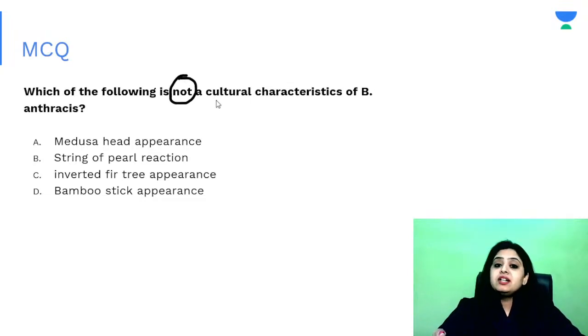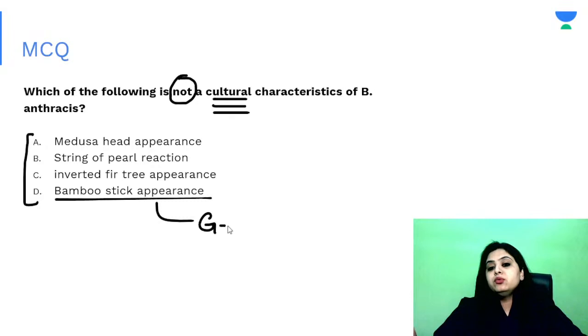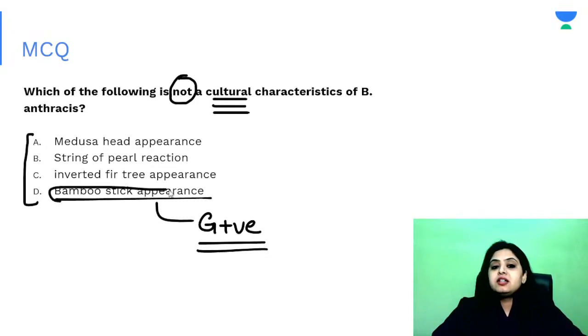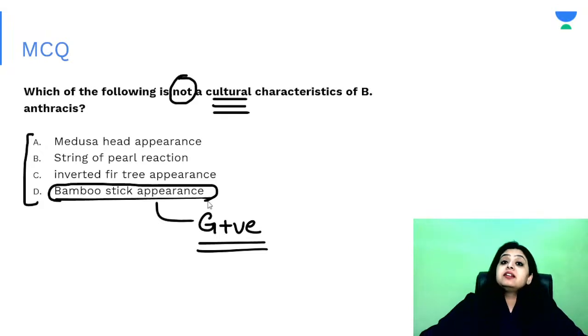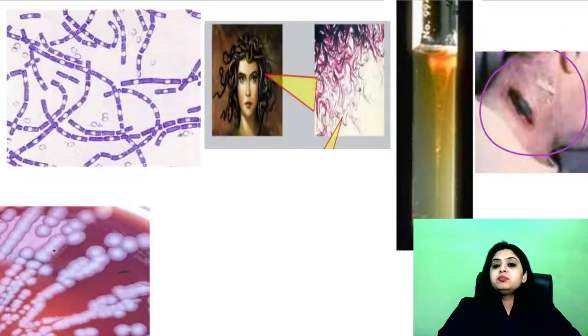Okay. Not a cultural characteristic. See, all of these are seen in Bacillus anthracis. But I asked you about culture characteristics. Bamboo stick appearance is not seen on culture. Bamboo stick appearance is a gram staining characteristic. It's not a culture characteristic. So it was all about reading the question carefully. It's a gram stain thing. So let me show you all these pictures. This is all about Bacillus anthracis that you guys need to know in terms of pictures.